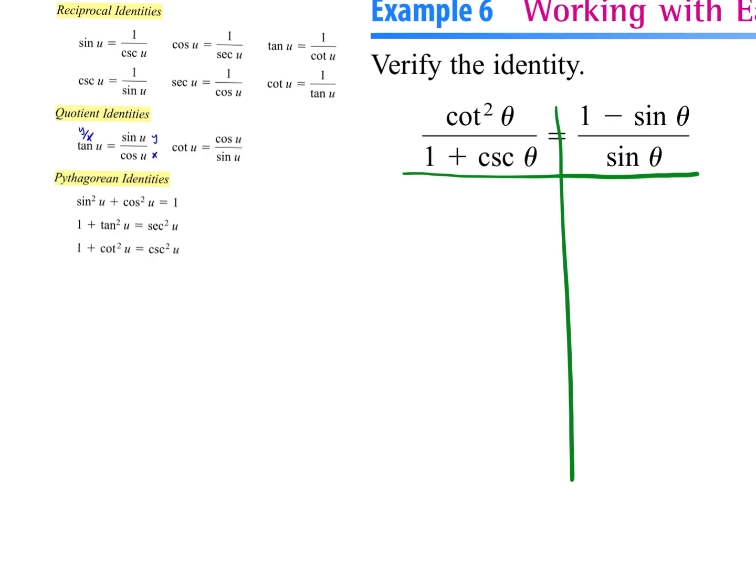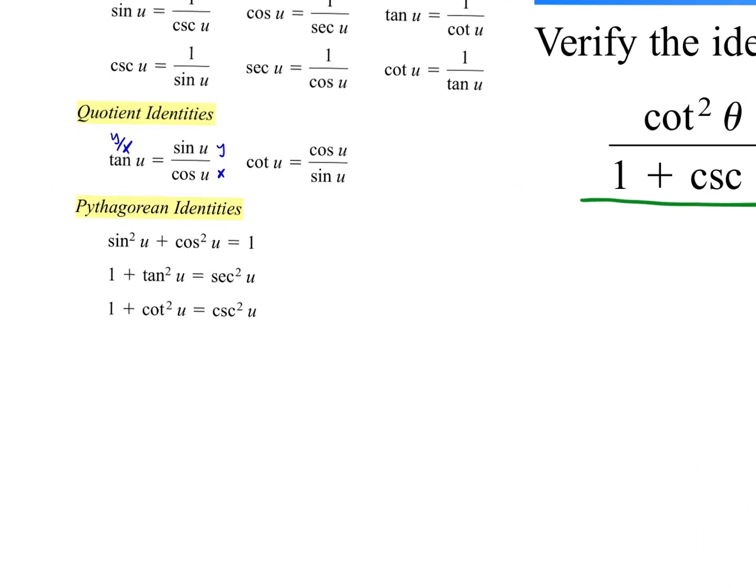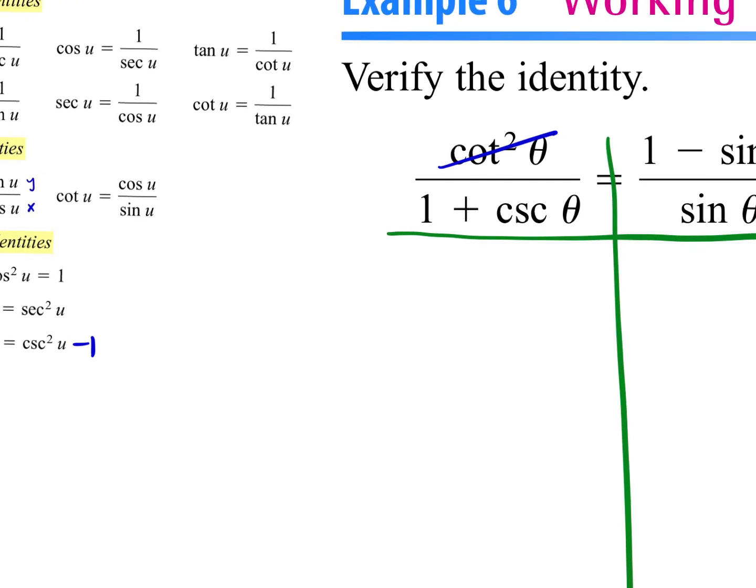Any other suggestions? We could do the left side. What do you want to do on the left side? We can do the Pythagorean identity on top if we wanted to. Because it's cotangent squared, what would cotangent squared equal? So we're looking at this one here. Awesome. So cosecant squared minus 1. So we're going to replace that with cosecant squared minus 1 over 1 plus cosecant.